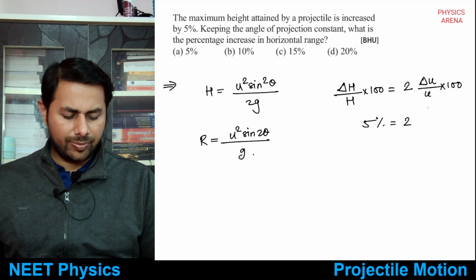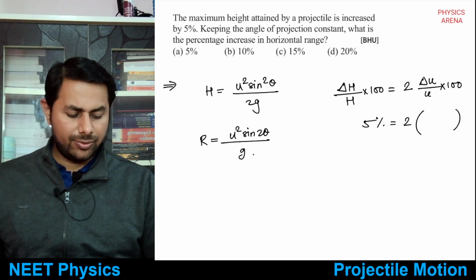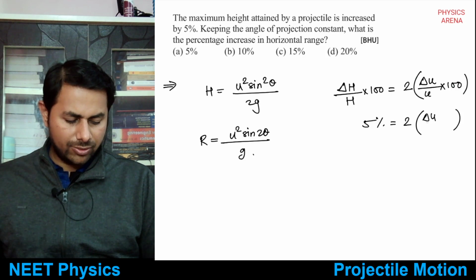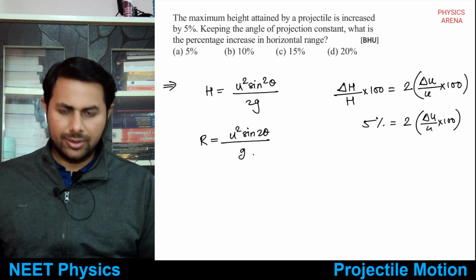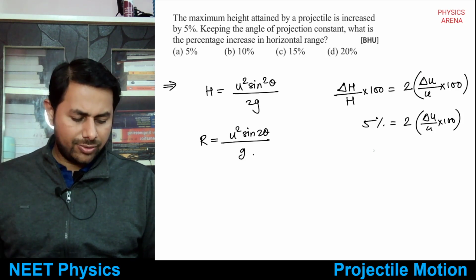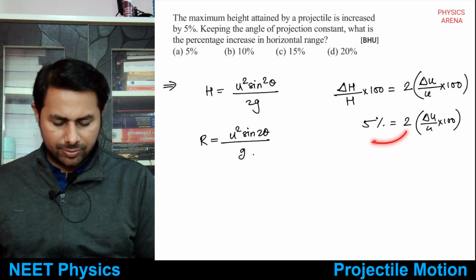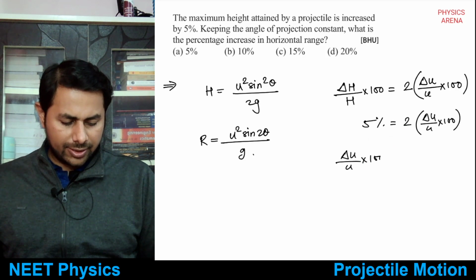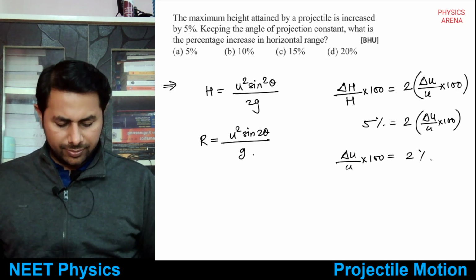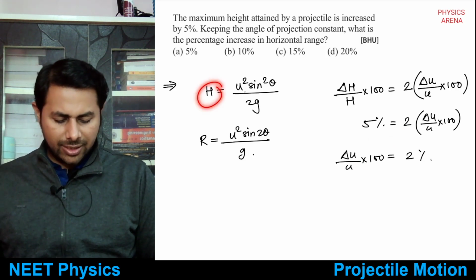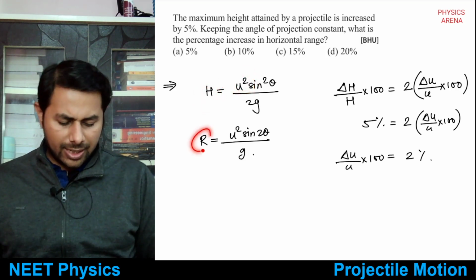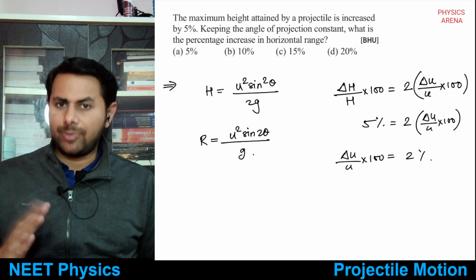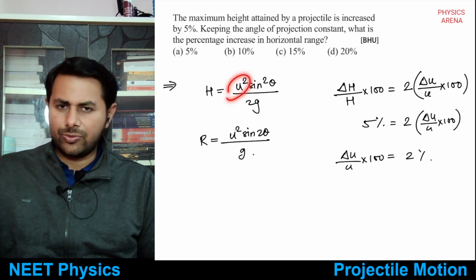This is 2 times the percentage change in u, right? So delta u by u into 100, the percentage change in u, is 5% by 2, which means it's 2%. So delta u by u times 100 is 2%. But h is directly proportional to u square, r is also directly proportional to u square, and there is no other power. This is also proportional to u square only.